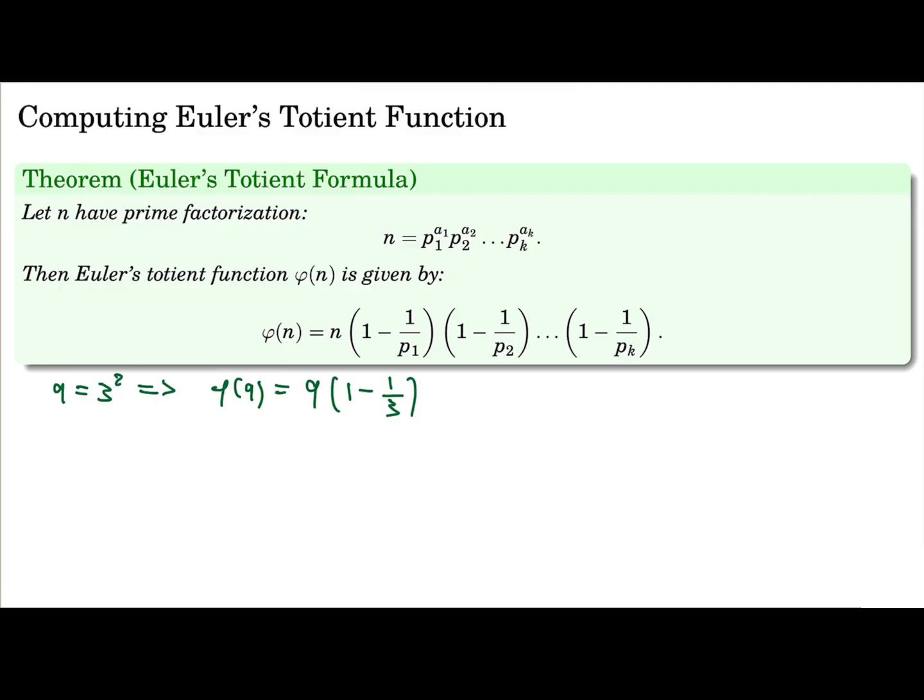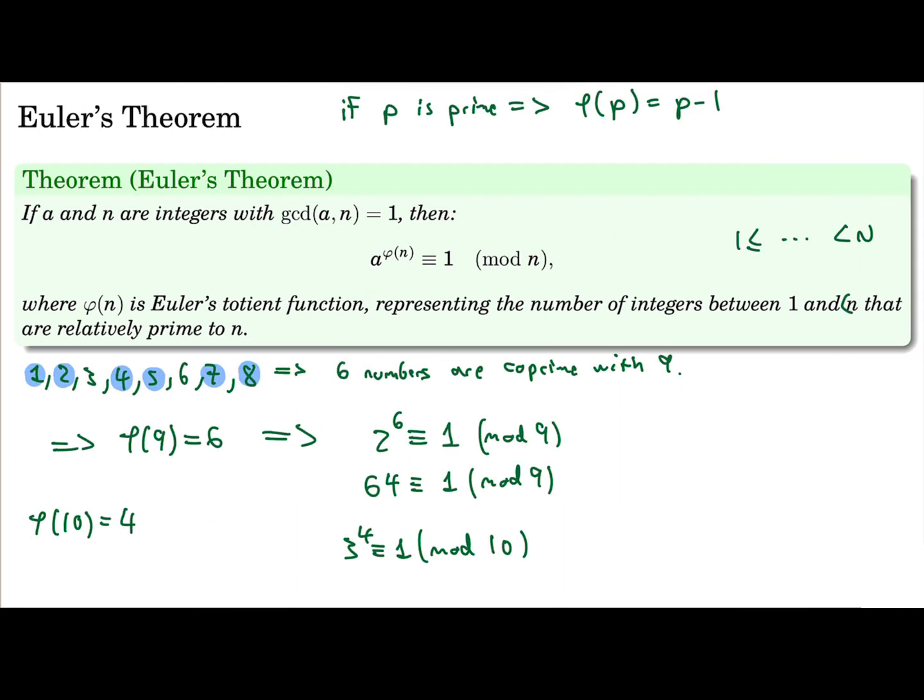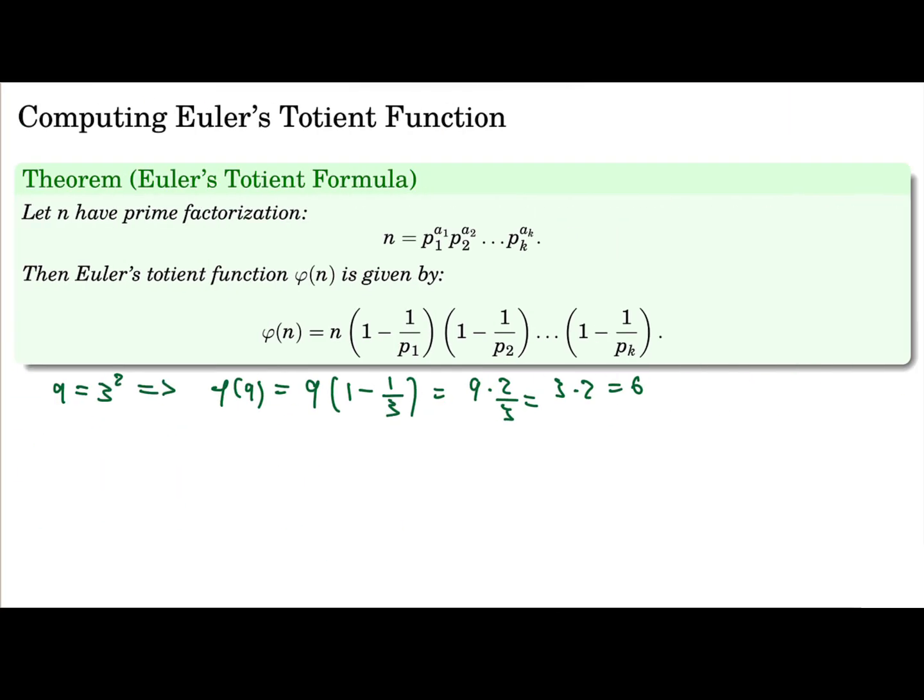So let's compute this. 1 minus a third is 2/3. So this is 9 times 2/3. And so 9 divided by 3 is 3. So 3 times 2, which is equal to 6, which is exactly what we had found over here. So this gives you a nice little way of computing this.